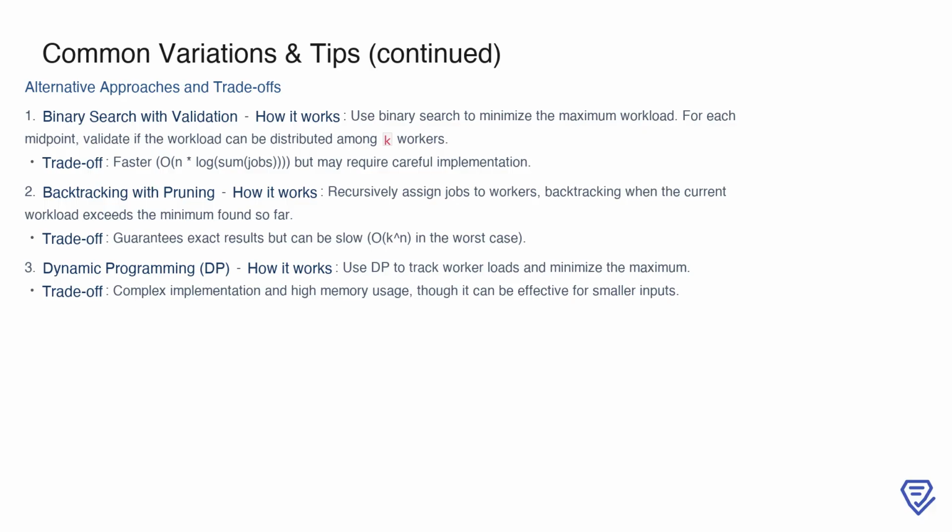While this guarantees exact results, it can be very slow, with a worst-case complexity of k to the power of n. Dynamic programming is another option. It tracks worker loads and minimizes the maximum workload, but it comes with its own trade-offs, including a more complex implementation and high memory usage. This approach is typically more suitable for smaller input sizes due to its overhead. Each of these methods has its strengths and weaknesses, so the choice depends on the problem constraints and the desired balance between speed and accuracy.